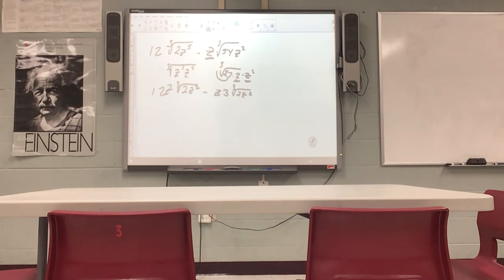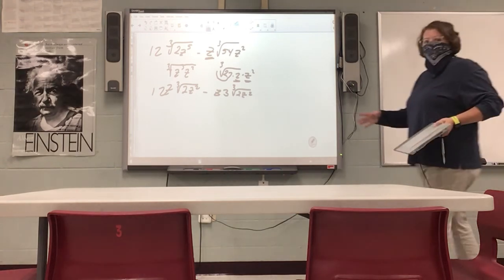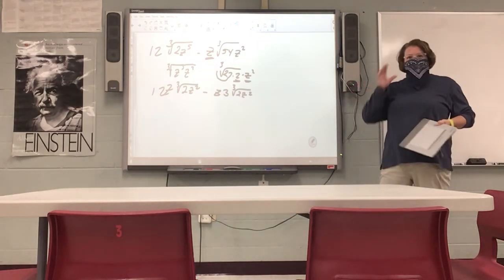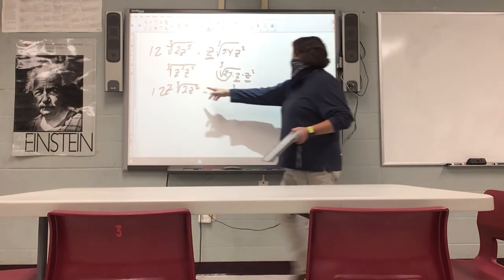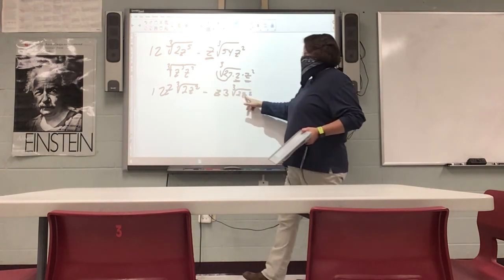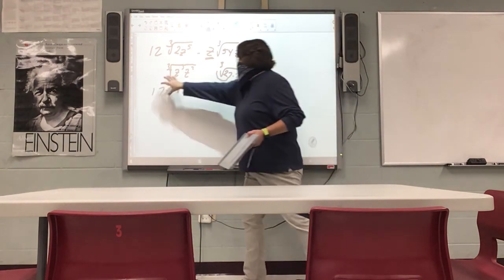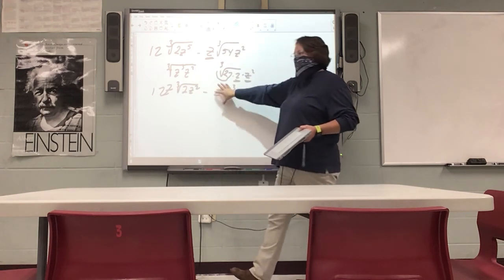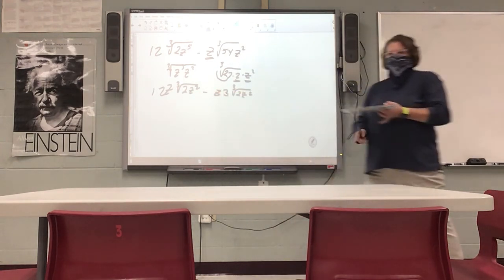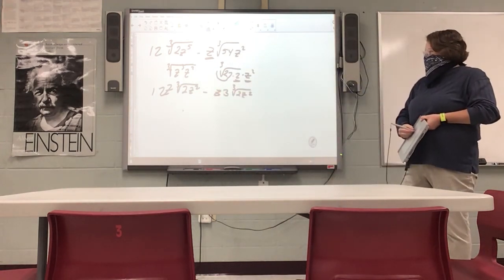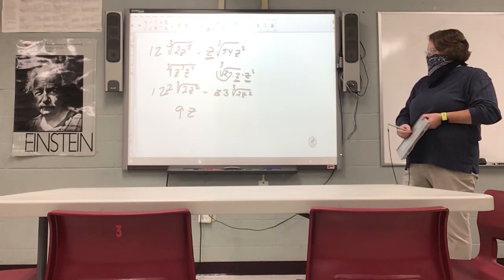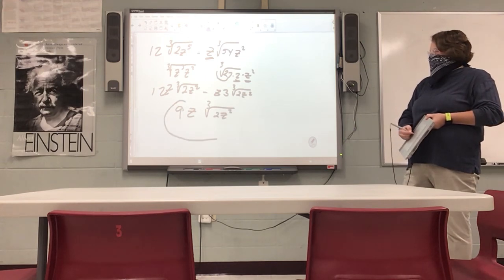Now, other than I wrote z3 instead of 3z, do I have like terms? Can I say these are the same guitar or the same apple? Yeah. Cube root of 2z squared, cube root of 2z squared. So 12z of them minus 3z of them. What's 12 minus 3? 9. So I got 9z times the cube root of 2z squared.